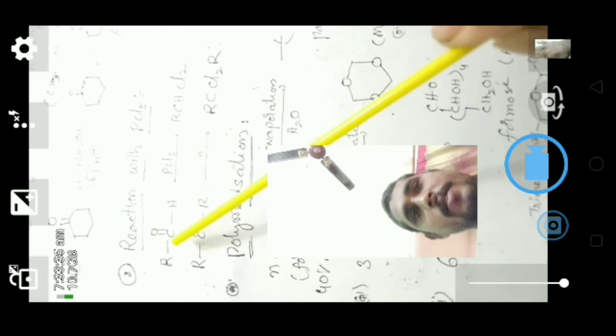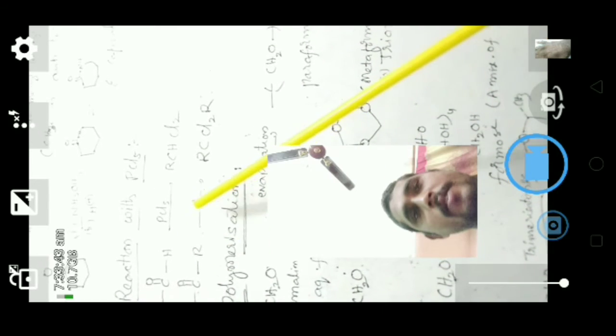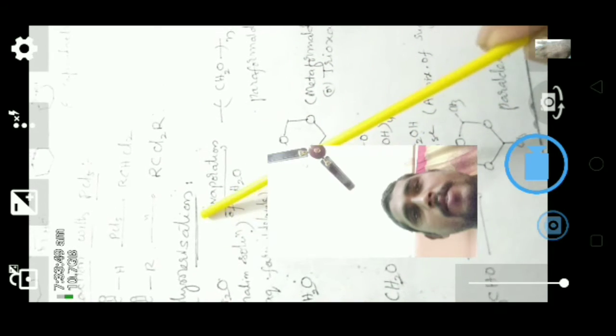We will see some reactions of aldehydes and ketones. Here, reaction with phosphorus pentachloride. Here the aldehyde, when you react with phosphorus pentachloride, gives dichloroalkane. The same ketone, when you react with phosphorus pentachloride, gives dichloroalkane. Next, polymerization reaction. Here n molecules of formaldehyde, in formalin solution, on evaporation of H2O give paraformaldehyde. This is paraformaldehyde.